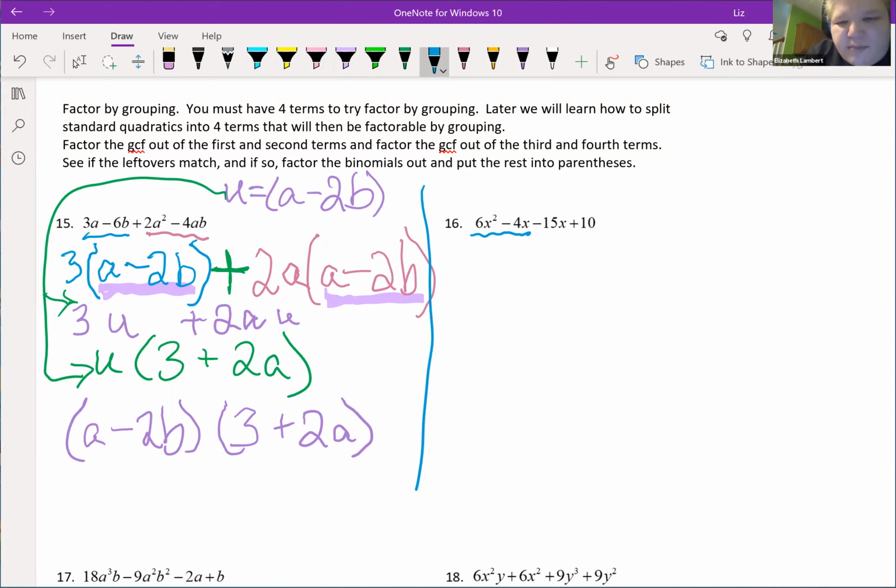So 6x squared minus 4x, 6 and the 4 are both divisible by 2. X squared and x can both donate an x. And then we write our leftovers, 2 times 3, and x times x. And we have a minus there. 2 times 2 would get us back to the 4. 2x times minus 2 would be minus 4x. So that is the correct factored form there. And 3x minus 2 have nothing else that could come out, so that's it.